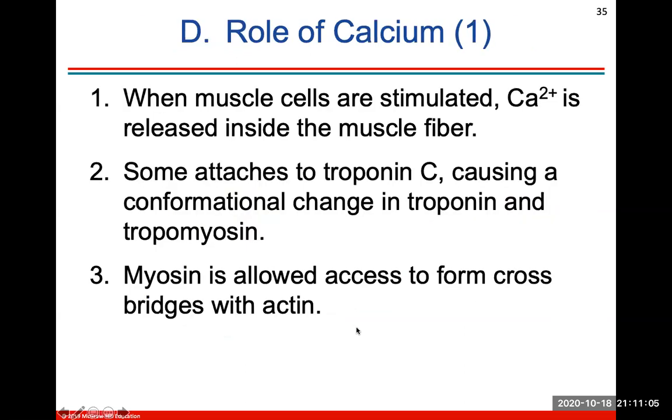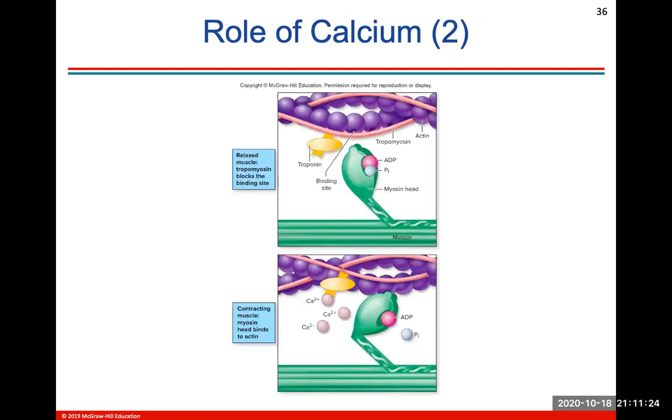So when a muscle cell is stimulated, calcium is released from inside the muscle fiber, and that calcium is what will bind to troponin, causing a conformational change and moving tropomyosin off of the binding site so that myosin is allowed to form a cross bridge with actin. And you can see that role of calcium here.